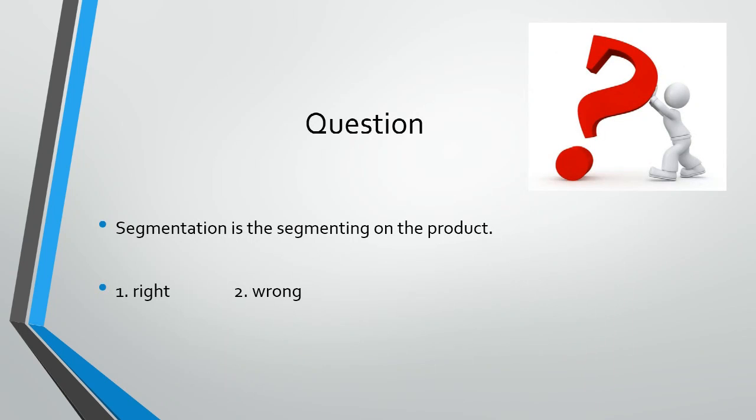And now I would like to give you several questions. The first question is: segmentation for product or not? Not for product. Okay, this is quite simple but also important. If you recheck the last page, the first step of STP is segmentation. But what segmentation? It's a marketing segmentation, so the answer should be wrong, because segmentation is for market, not for product.